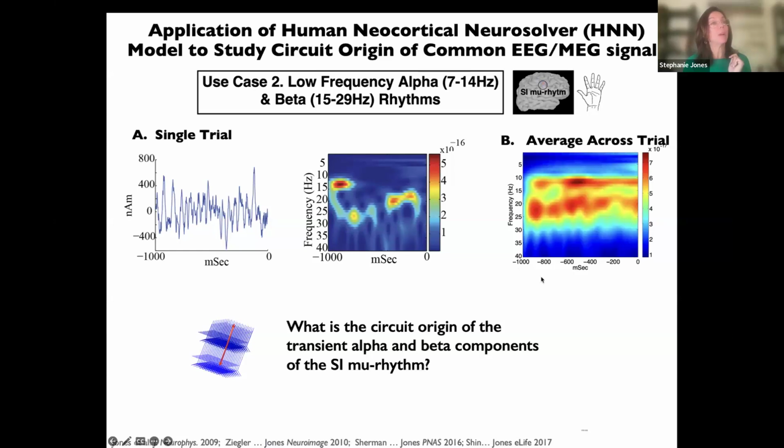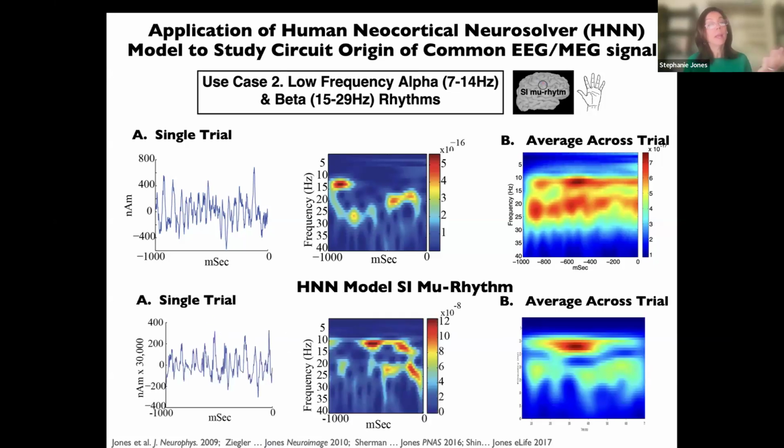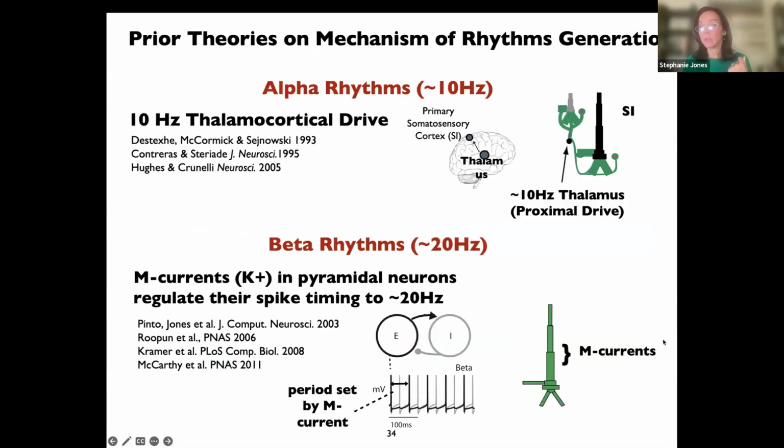So in HNN, we wanted to say, what is the circuit origin of these transient alpha beta components of the S1 mu rhythm, right? Because on any 1 second time interval, we get either an alpha or a beta. So how do we get that stochastic nature of this rhythm? And it's just showing you that with HNN, we can reproduce many of these features, and on average, we do get these bands of activity. So how did we do this?